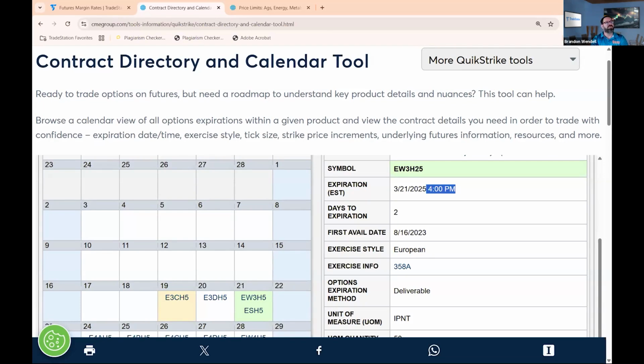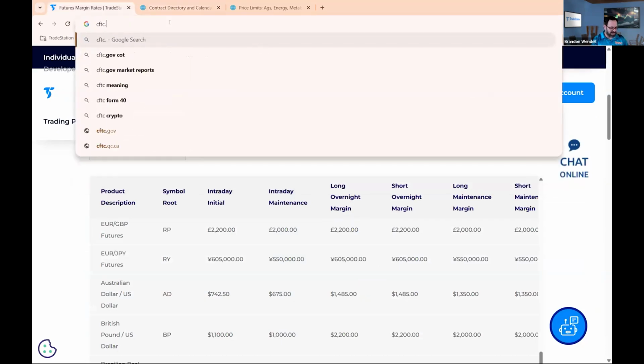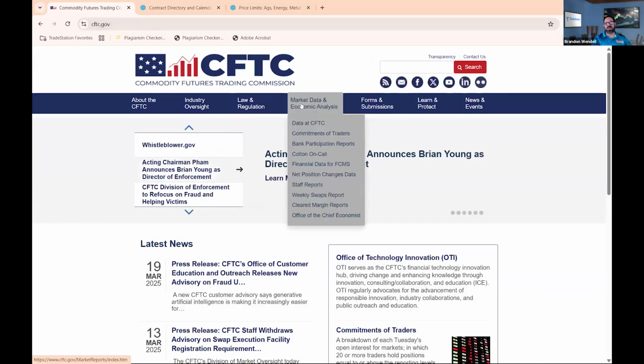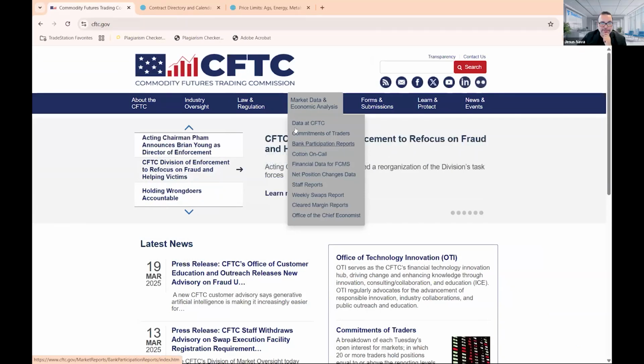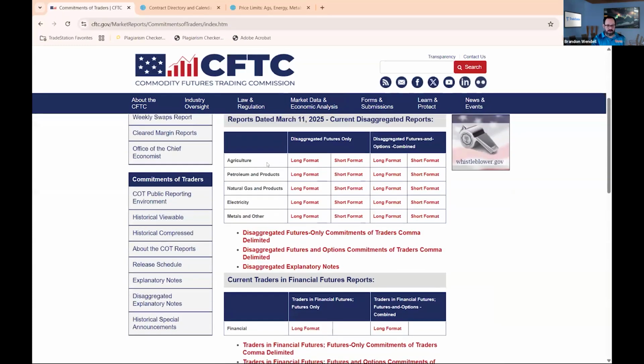What percentage of futures are traded by commercials versus speculative traders? Great question, Jack. You can actually look that up. I'm not saying you have to, but I will show you where it is. If you go to cftc.gov, it's going to be individual based on what you're looking at. There's something right here, market data and the Commitments of Traders. Commitments of Traders, right there. That will literally tell you how many people are trading what.